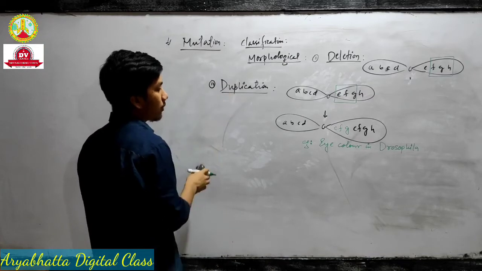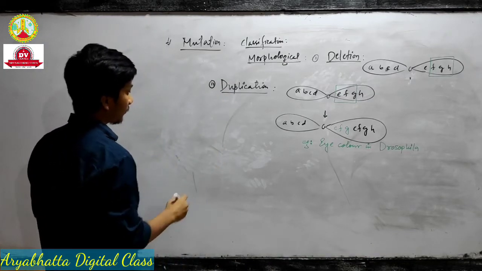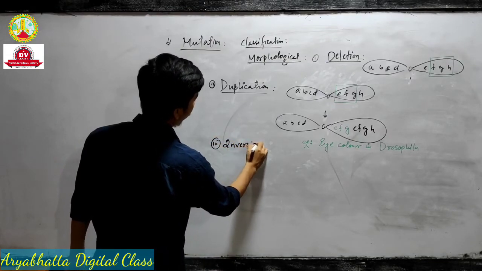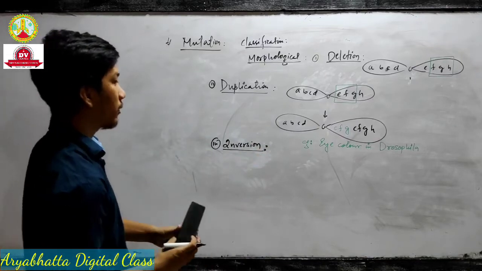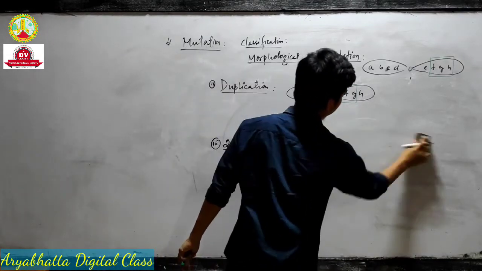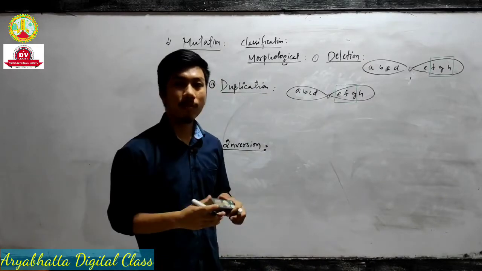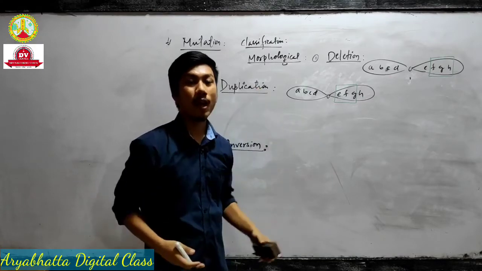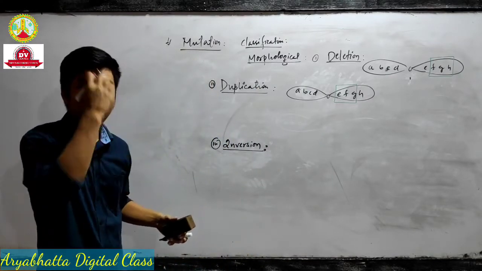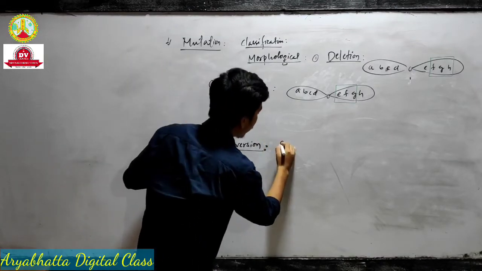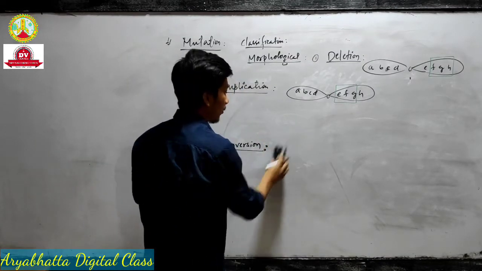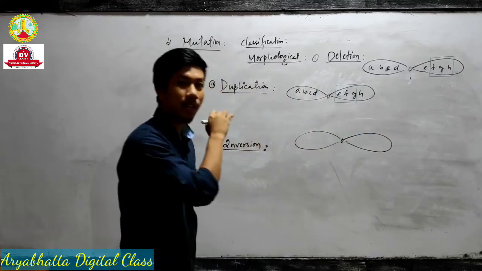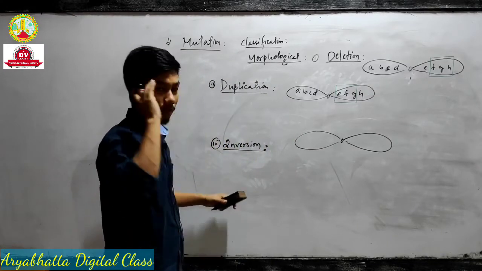So deletion, duplication, and next we have inversion. What happened in case of inversion? In case of inversion, some segment of gene gets flipped by 180 degrees. I'm not writing the sentence. You write by yourself. I'll show you the diagram. You are smart enough now. I'm explaining everything that you need.